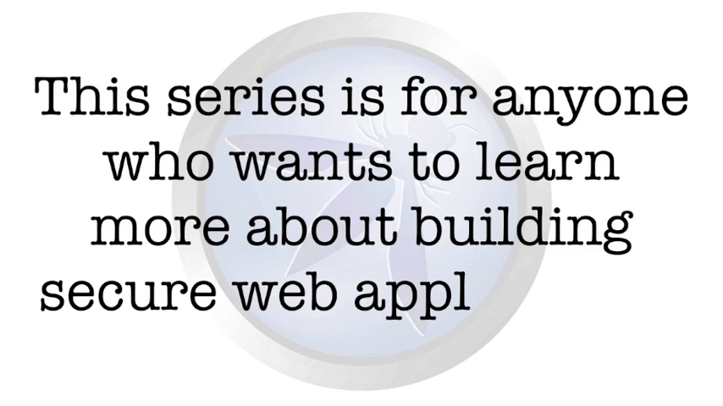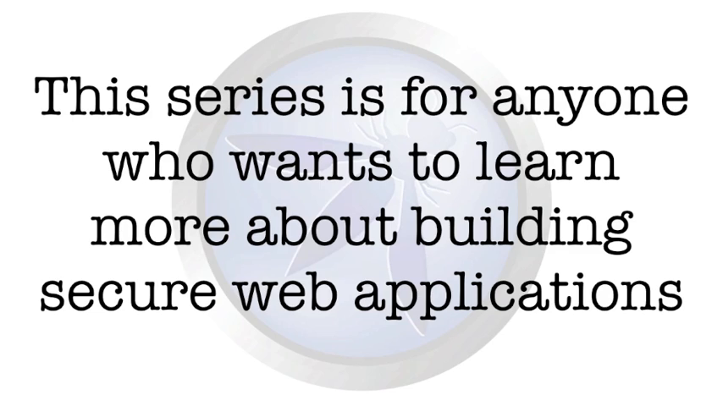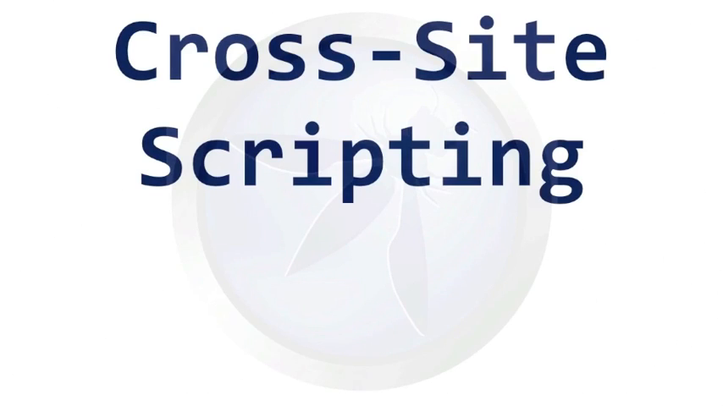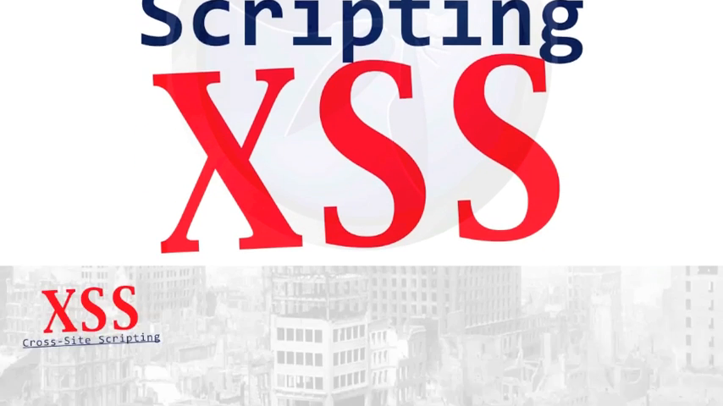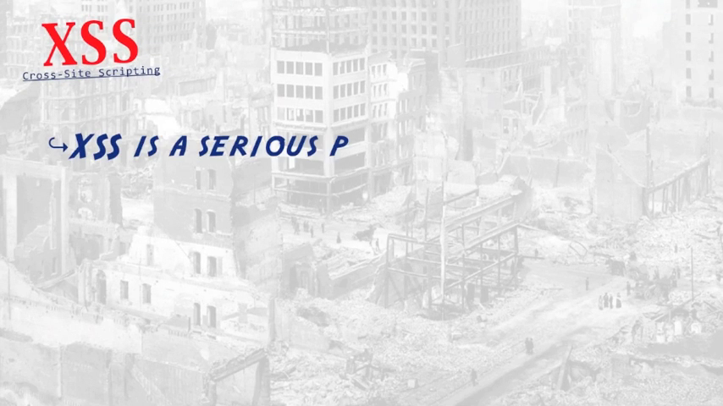This series is for anybody who wants to learn more about building secure web applications. And in this episode, we're going to focus on one of the most serious and prevalent vulnerabilities out there, cross-site scripting, usually abbreviated XSS. Now, cross-site scripting is a very serious problem, affecting a large majority of applications on the web. And unfortunately, many developers aren't even aware of the problem.